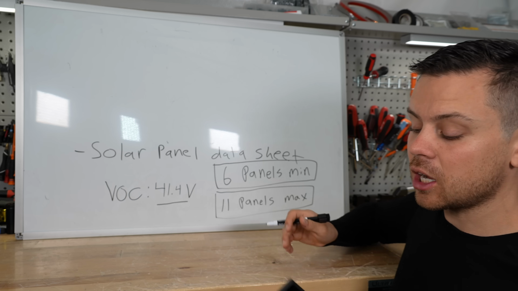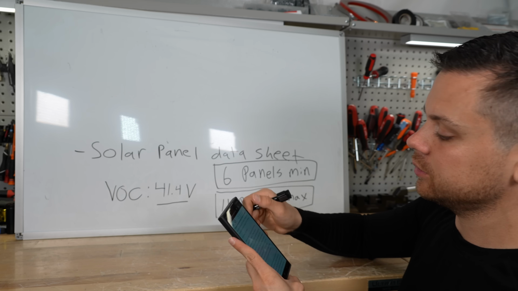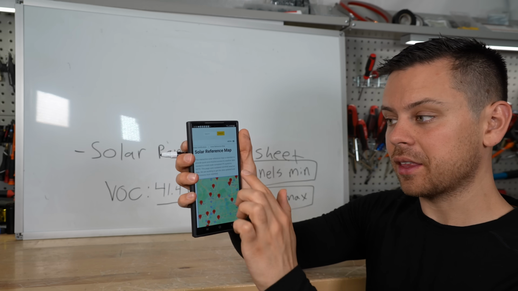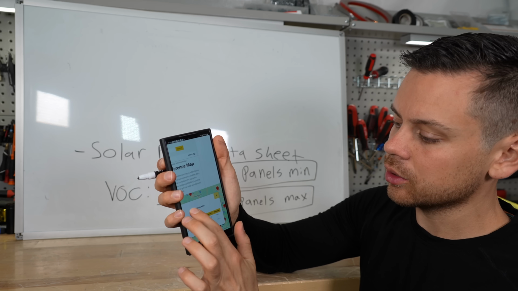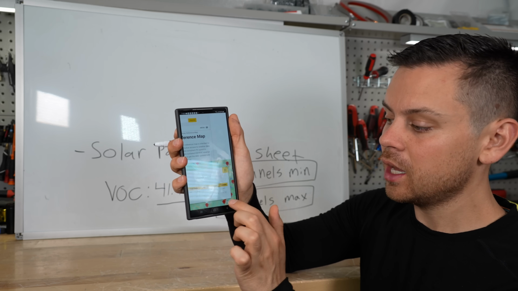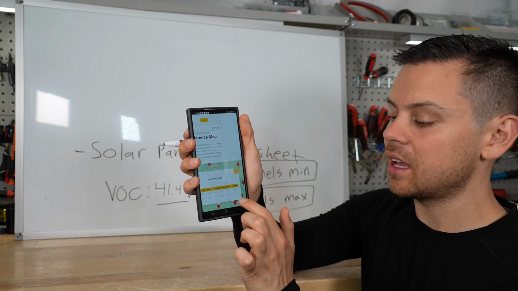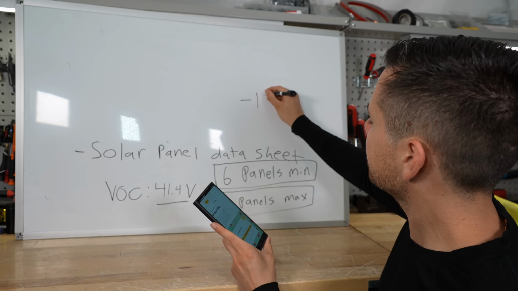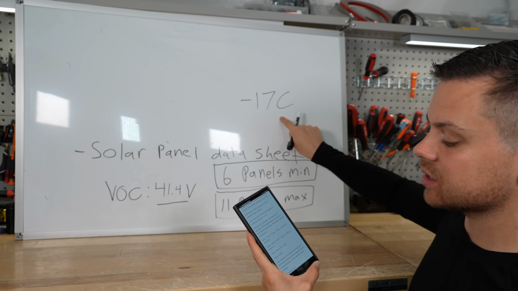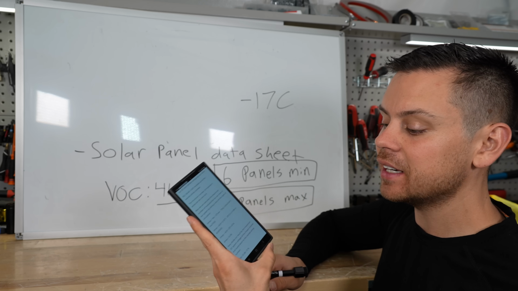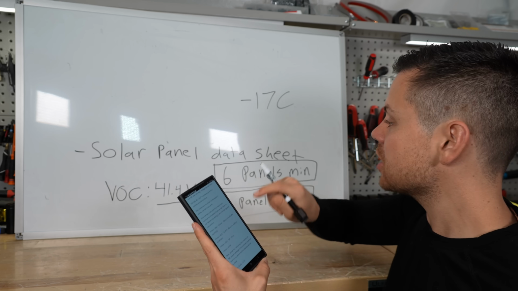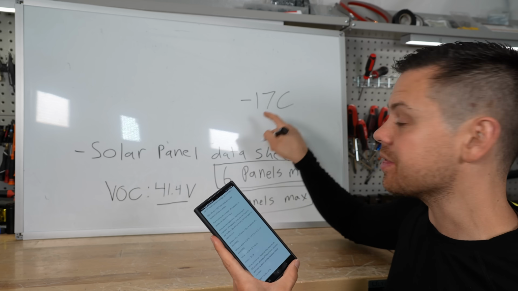So you're going to have to look up, first off, your location. You can use a solar reference map like this one, and I'll have it linked below. You click on a location that's near to you, and you'll get the extreme minimum. For this place, it's negative 17 degrees Celsius. We're going to use this number with a calculation provided by this website so that we can figure out the actual voltage that this solar panel can create at this temperature.